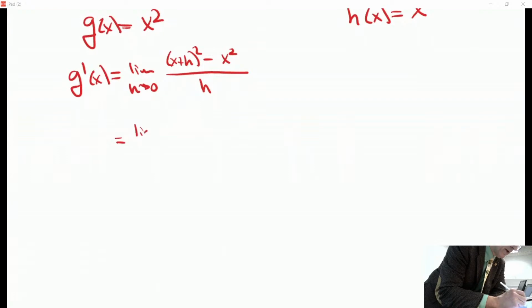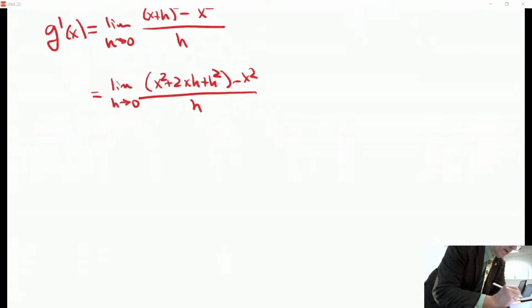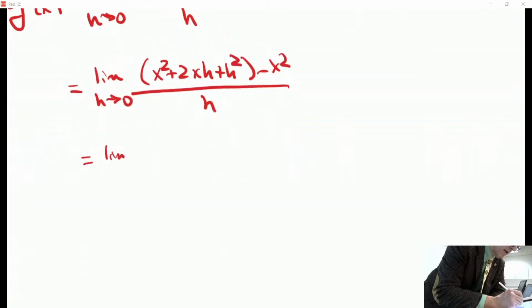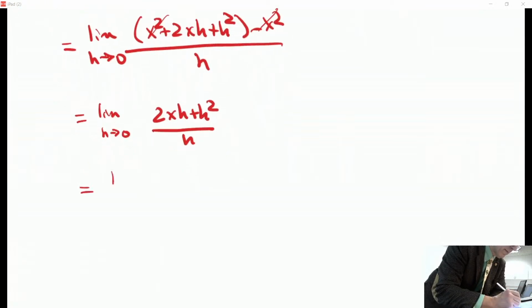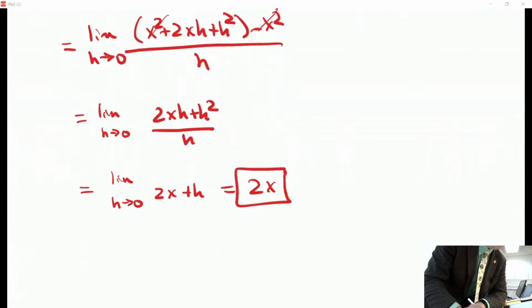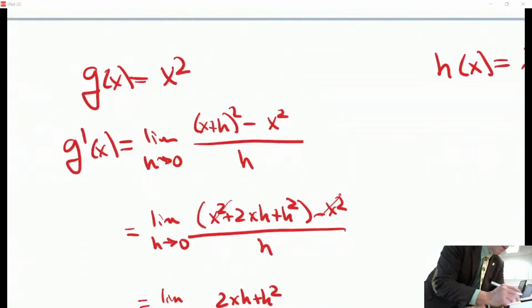Okay, that's not too bad. Limit as h approaches 0 of x squared plus 2xh plus h squared minus x squared over h. Still not so bad. Limit as h approaches 0 of 2xh plus h squared over h. You can see where those cancel. Limit as h approaches 0 of 2x plus h, which is just 2x. Keep that in mind for just a minute. So that's just the derivative of x squared.